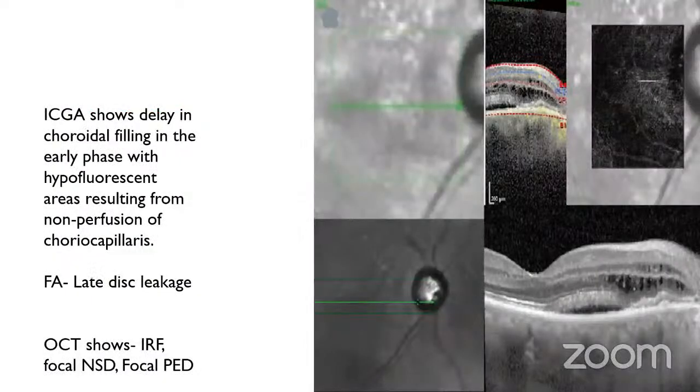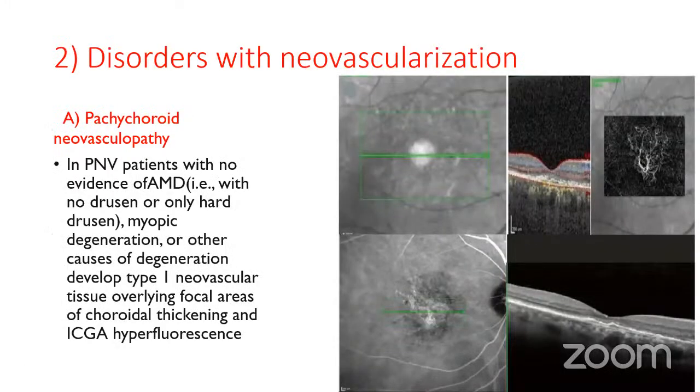ICGA shows delay in the choroidal filling in the early phase with hyperfluorescent areas resulting from non-perfusion of choriocapillaries. FA shows the late disc leakage, which is seen in the lower left photograph. And OCT shows intraretinal fluid, focal neurosensory detachment, and focal PED. Disorders with neovascularization: this is the second component of the pachychoroid spectrum. We discussed the first, now with neovascularization.